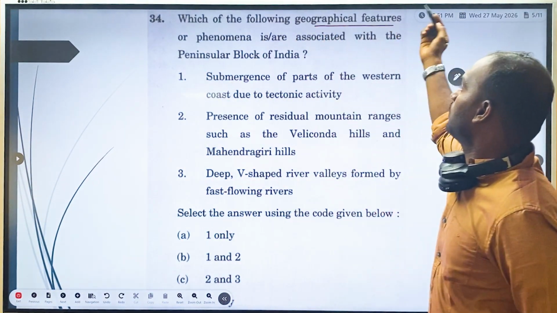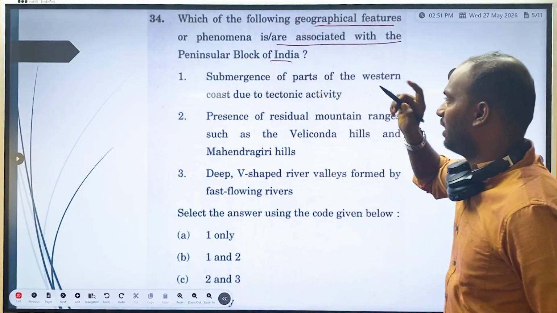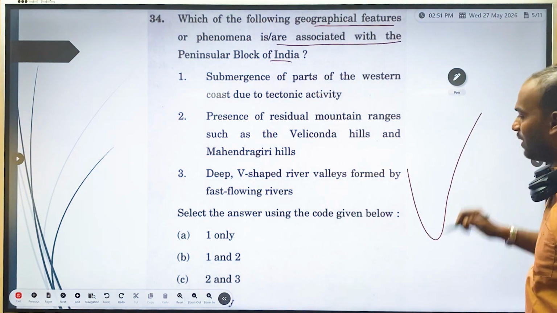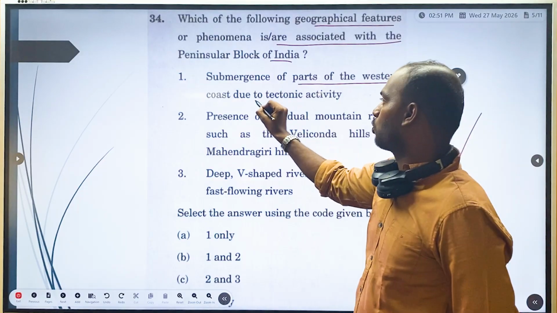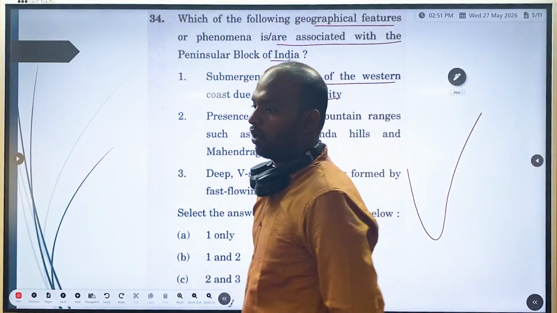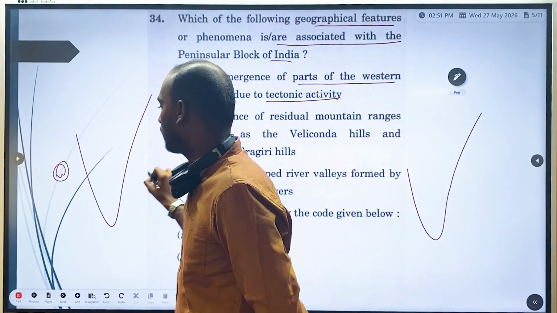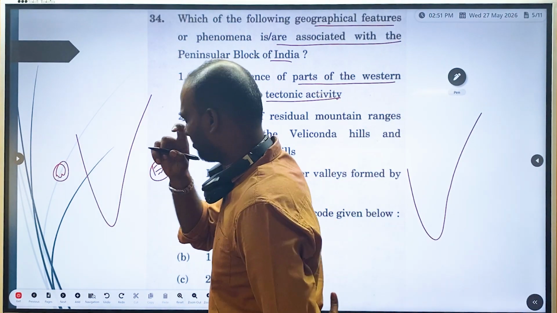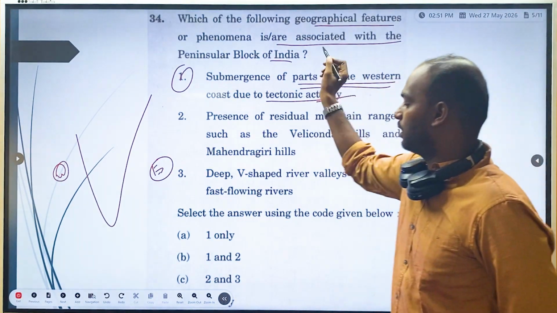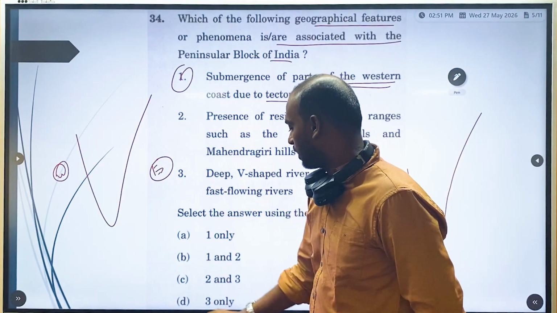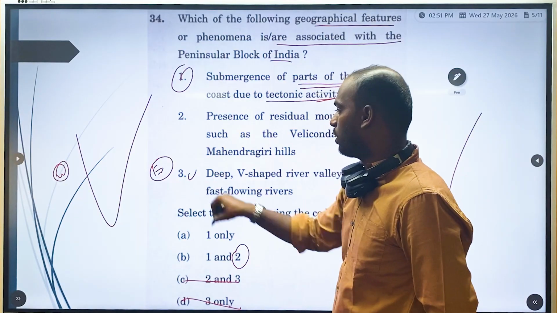Which of the following geographical phenomena is associated with the peninsular block of India? See, again they are focusing on this peninsular block. Submergence of part of the west coast due to tectonic activities. One common thing everyone knows is that the western side is the submergent part, the eastern side is the emerging part. Yes, correct. Once 1 is correct, automatically you can choose. There is no need for reading.